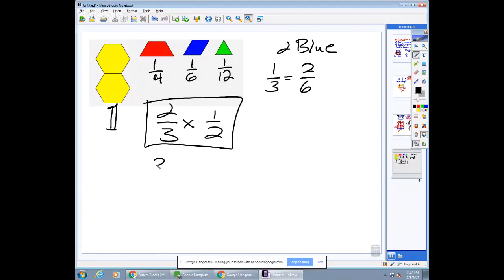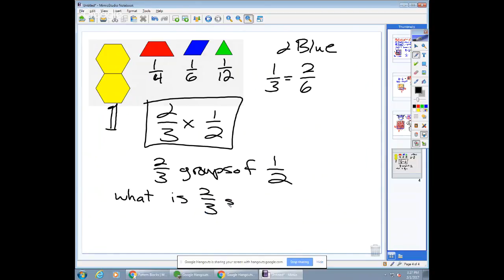So we're going to do groups of. I want 2/3 groups of 1/2. Okay. So putting it in a more elaborate question, what is 2/3 of a group of 1/2 is the question we have to ask with these figures. Now, I want to know what is 2/3 of a group of a half. So order of operations wise, I've got to identify what a half is first.